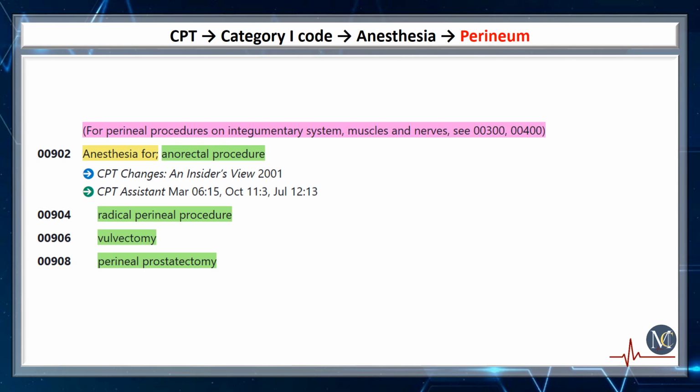Next code is 00904, radical perineal procedure. The provider performs anesthesia services for a complete removal of all diseased tissue of the area around the genitals.